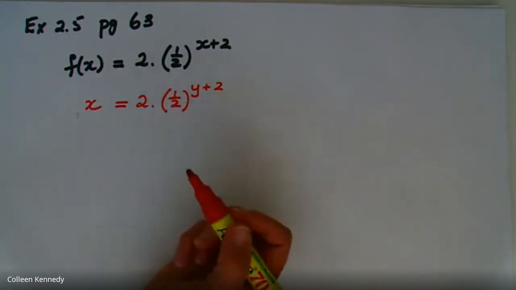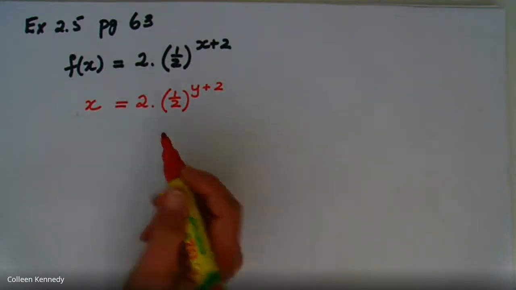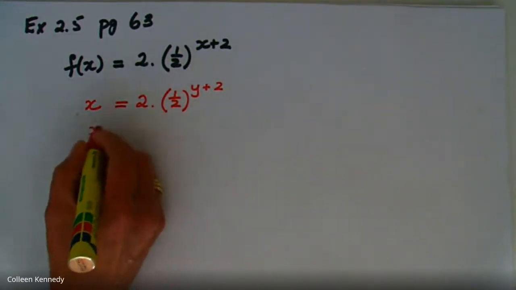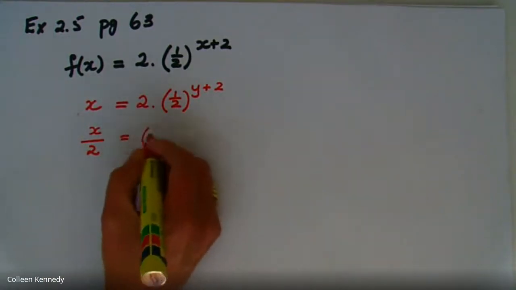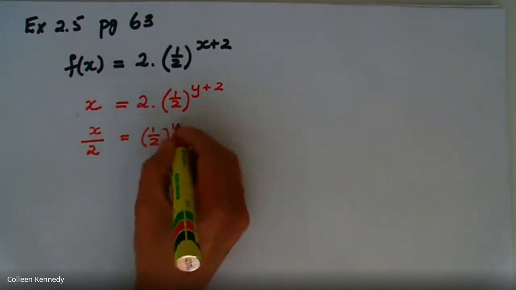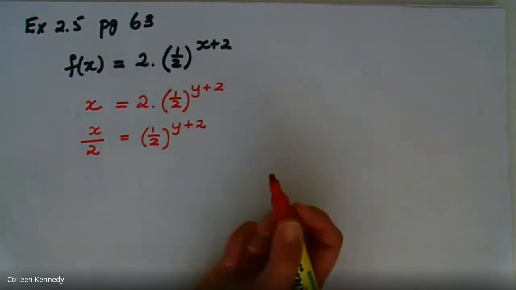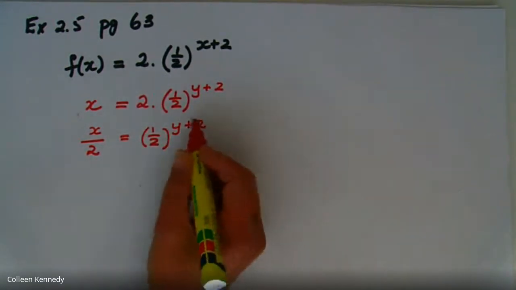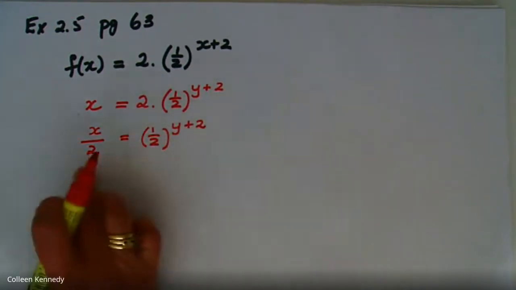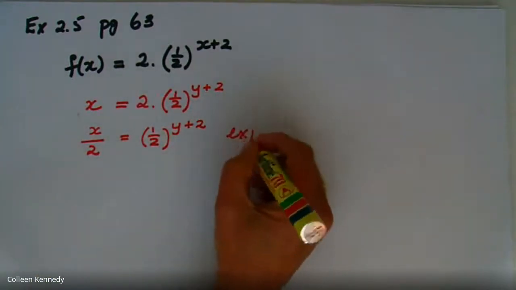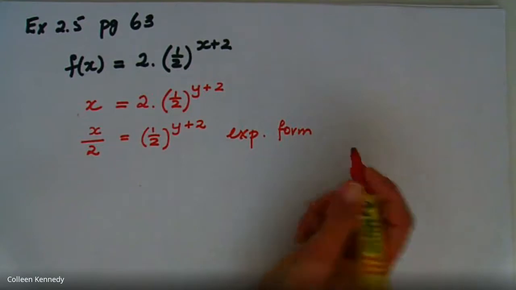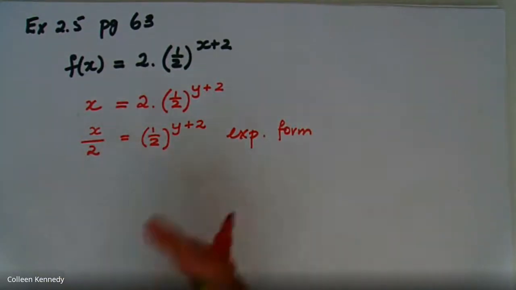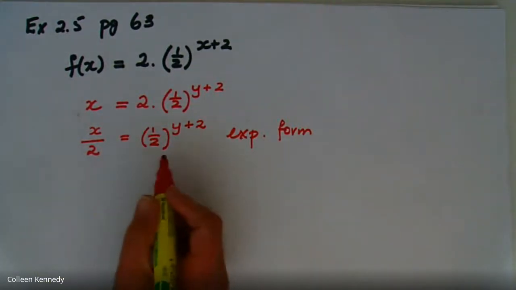All right, now we have to solve for y. We have to make y the subject of the formula. So the first thing we're going to do is divide by 2. And that's going to equal a half to the y plus 2. Now remember what a log is. A log is an exponent. So this thing is in exponential form. And so a lot of what we're going to do today is take it out of exponential form and put it in log form, or the other way around.